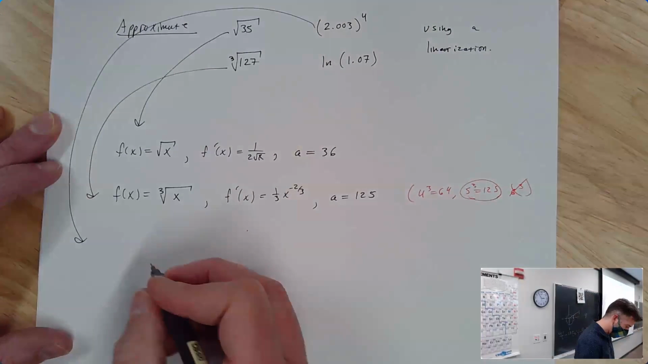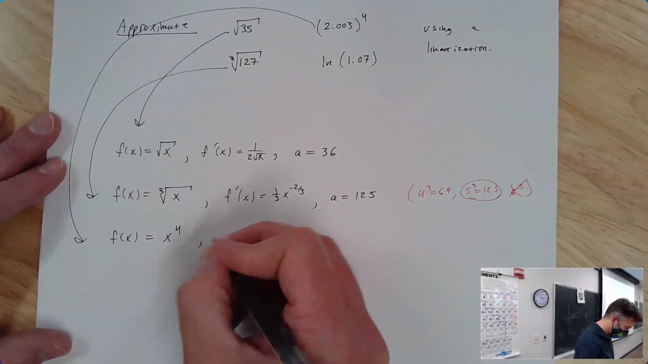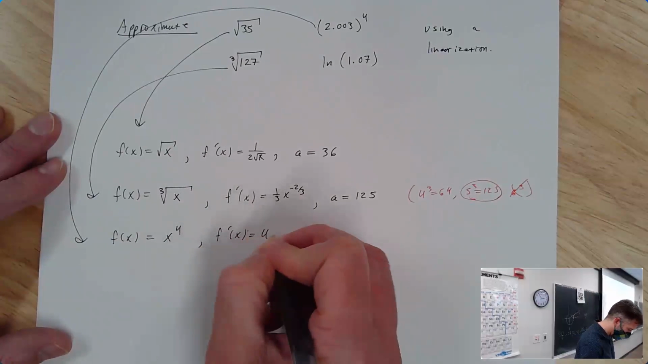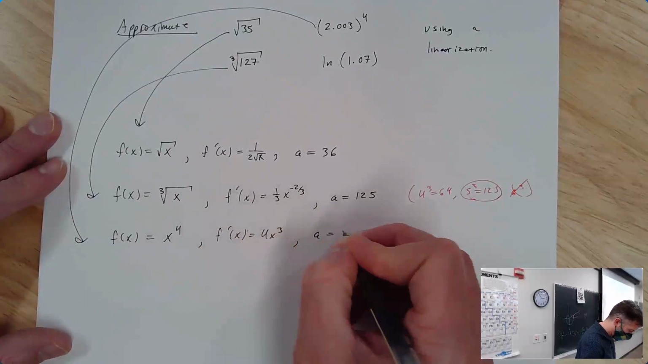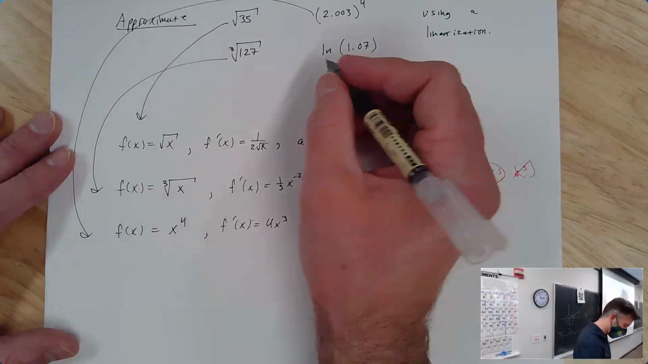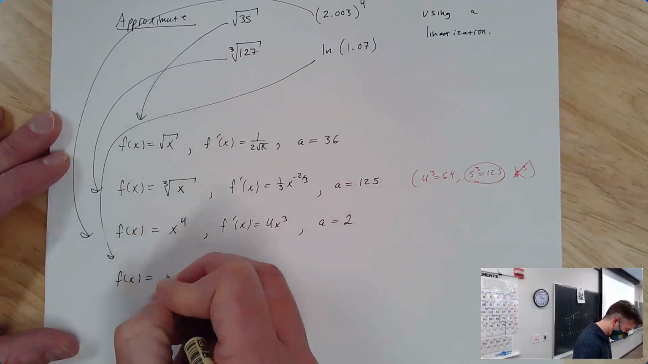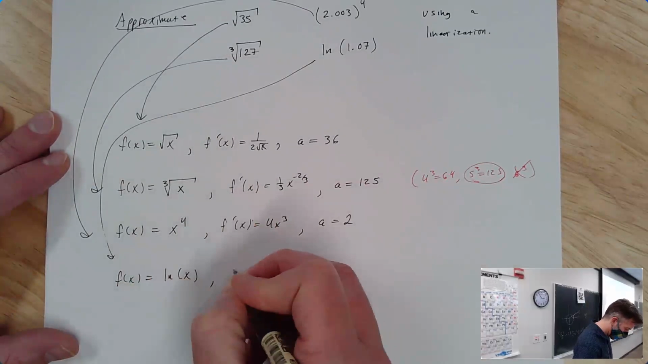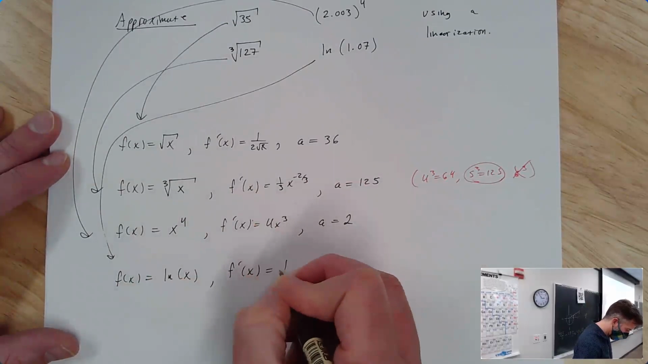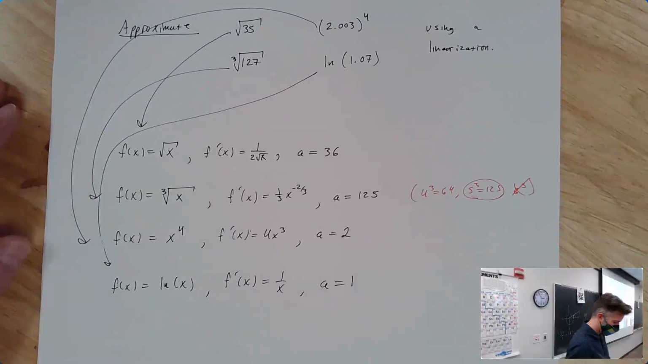For that one there, our function is x to the 4th. The derivative is 4x cubed, and the a value is 2. Right? 2 is the easy number to plug in. And for the natural log of 1.07, our function is the natural log of x. The derivative is 1/x. And what's the a value there? 1. So that's the idea for each of these.